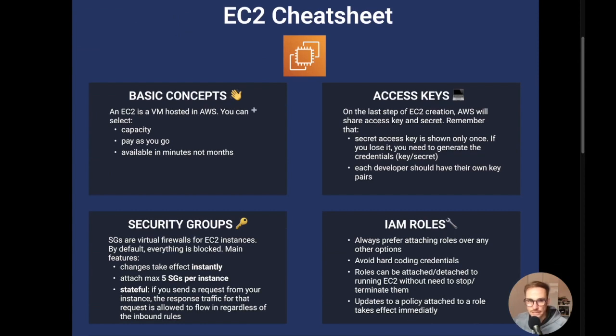What is an EC2 instance and why do you need it? You can think of an EC2 instance as a virtual machine hosted in AWS. So you don't need to host virtual machines in your own local environment anymore, they are available on AWS. You can select the capacity and the instance family. The pricing is pay as you go, so you pay by the minute, or actually you can also pay by the second depending on the instance, and they are available in minutes and not months. So if you need to allocate a new instance, they are ready to use.